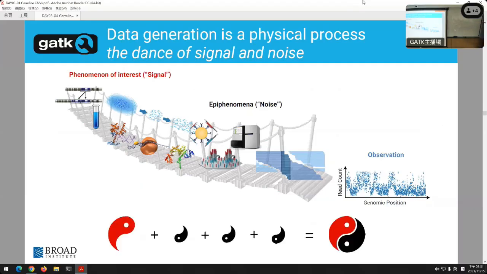So bear with me for this particular metaphor. Our observation is like this yin-yang symbol. It contains both the signal that we're interested in, the copy number variants, in red, and the noise, which is colored in black. So we have to be able to separate the signal and the noise in order to identify our copy number variants.